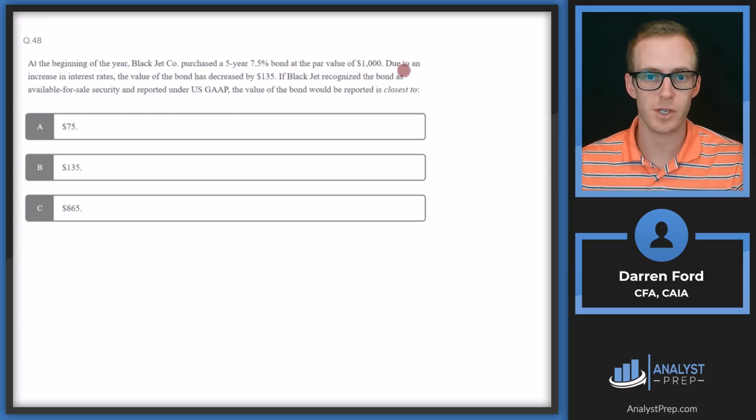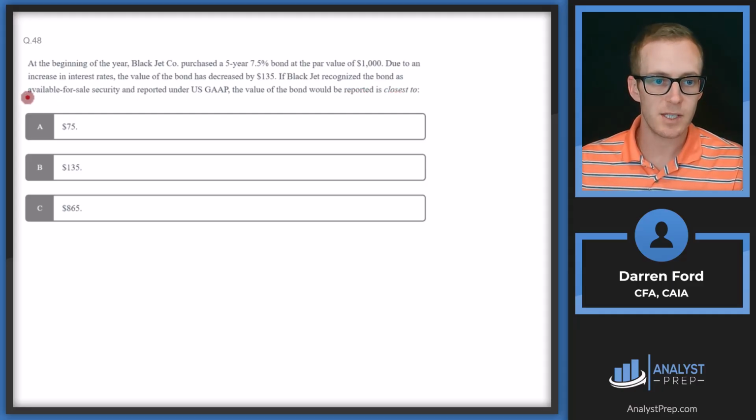At the beginning of the year, Black Jet Corporation purchased a 5-year 7.5% bond at the par value of $1,000. Due to an increase in interest rates, the value of the bond has decreased by $135. If Black Jet recognized the bond as available for sale security and reported under US GAAP, the value of the bond would be reported as closest to.